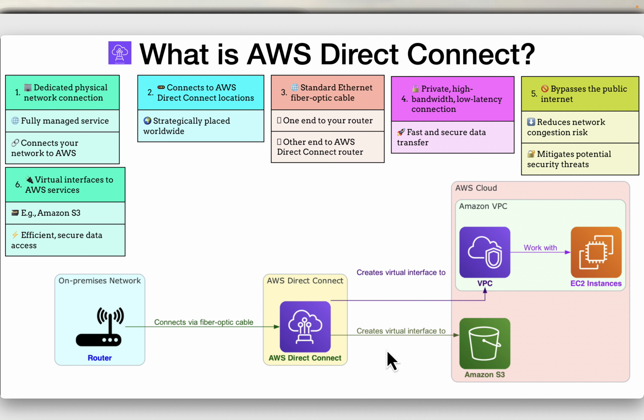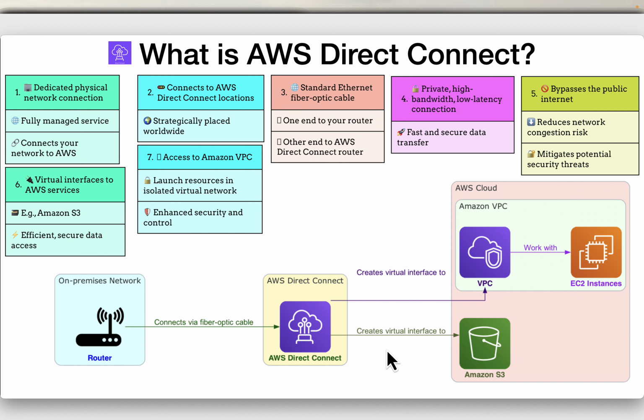With AWS Direct Connect, you can create virtual interfaces directly to public AWS services such as Amazon S3 for efficient and secure access to your data. The service also allows you to create virtual interfaces to Amazon VPC, enabling you to launch AWS resources in a logically isolated virtual network for enhanced security and control.